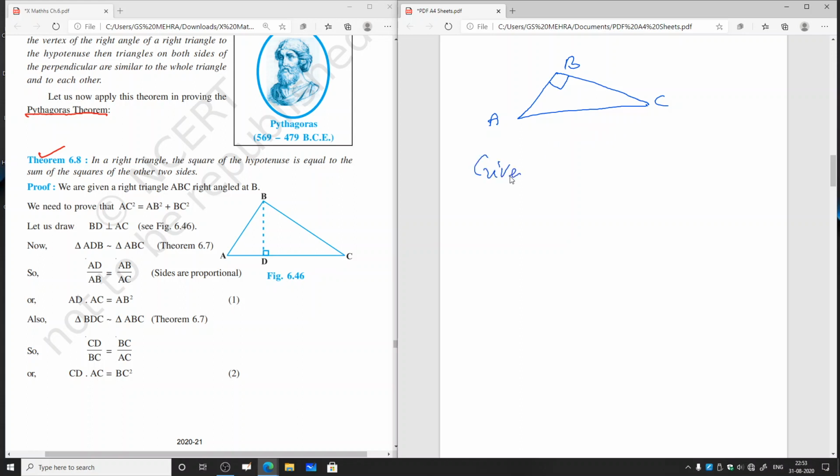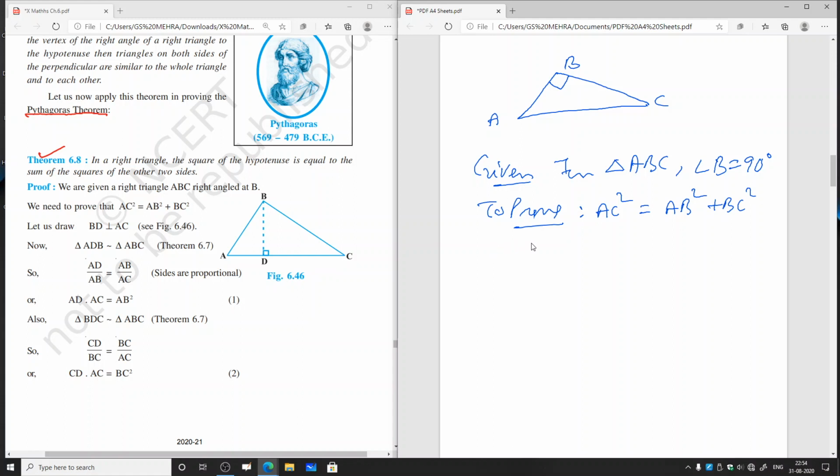So here, what is given to us? Given: in triangle ABC, angle B is equal to 90 degrees. To prove: the square of the hypotenuse, that is AC square, is equal to the sum of the squares of the other two sides, so AB square plus BC square.